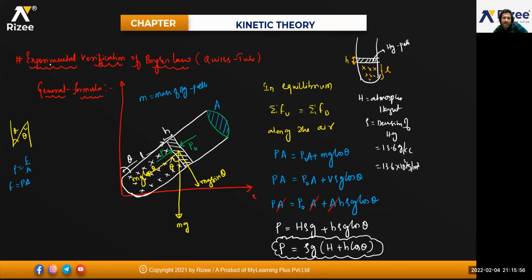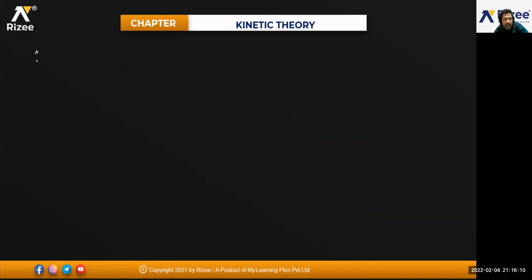Okay, so now this is your general formula. Whenever a tube is inclined at an angle theta, P is equal to rho g into capital H plus small h into cos theta. Theta is the inclination. Now, if the test tube is vertical, I'm writing some cases right now. You see, case number 1.